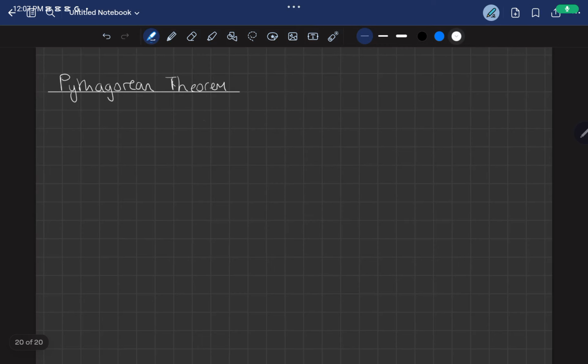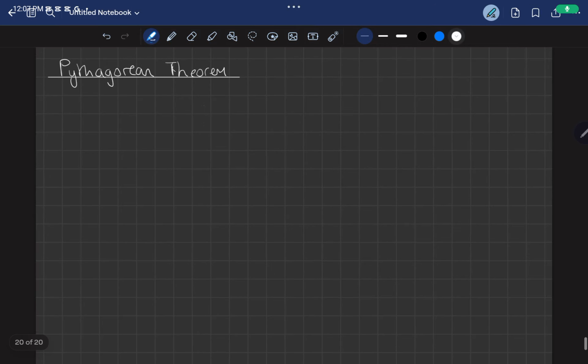Pythagorean theorem. Say we have a right angle triangle here. The Pythagorean theorem states that a squared plus b squared is c squared, where one leg of the triangle is a, the other leg is b, and the hypotenuse is c. This is a very famous theorem and it's very useful when we're talking about right angle triangles.